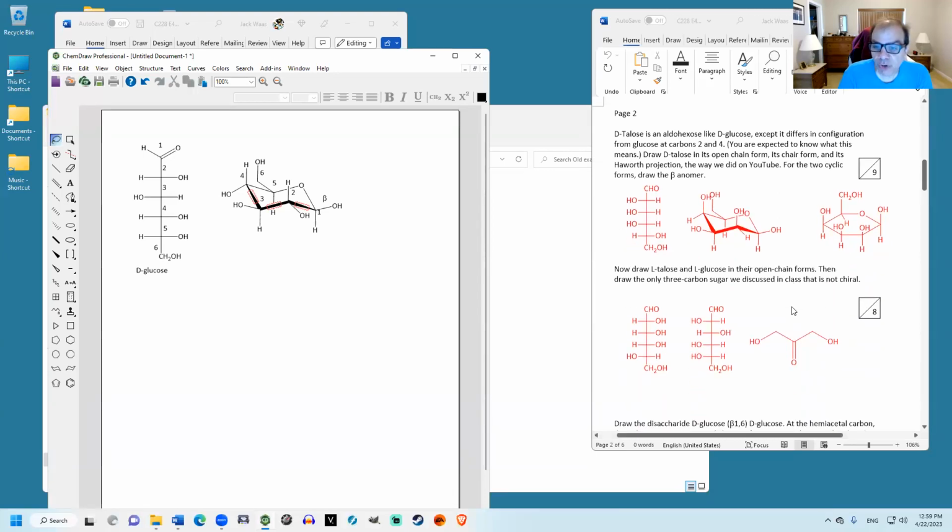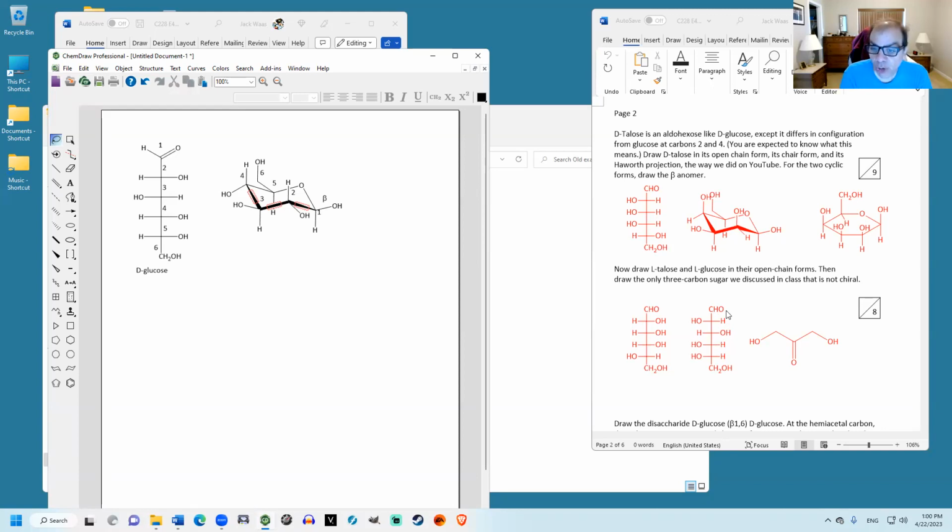Next part of the question says to draw L-talose and L-glucose in their open chain forms. So remember, when you go from a D sugar to an L sugar in the open chain form, you need to flip all of the OHs, not just the penultimate one, all of them. So if D-talose is left, left, left, right, then L-talose is right, right, right, left, and should look like this. If D-glucose is right, left, right, right, then L-glucose should be left, right, left, left, just as we have over there. There's L-glucose. Remember, CHO means an aldehyde group.